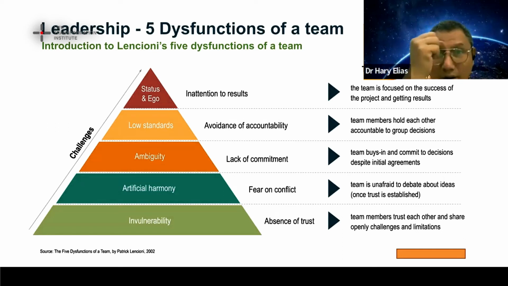We don't look at results. Kita tidak accountable. There's a lack of commitment from the membership. There's a fear of conflict. And there's an absence of trust. So now that you understand a little bit about the Lencioni pyramid and the 5 dysfunctions of team, it's time to do the test.